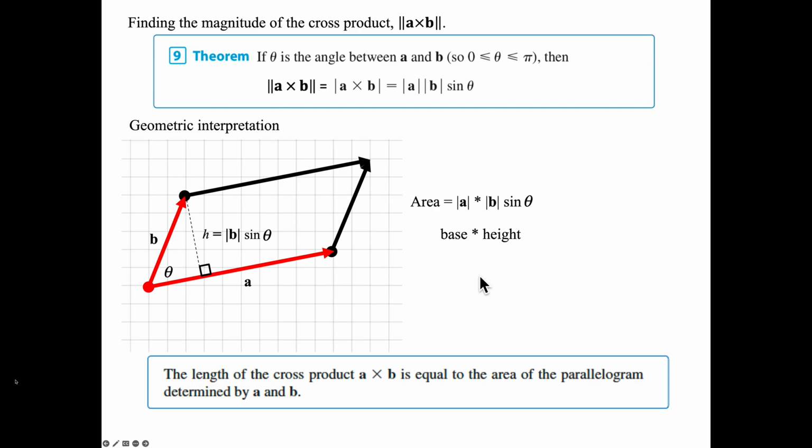So we have a little bit of a corollary of this theorem. The length of the cross product vector is equal to the area of the parallelogram determined by A and B. The value will be the same.